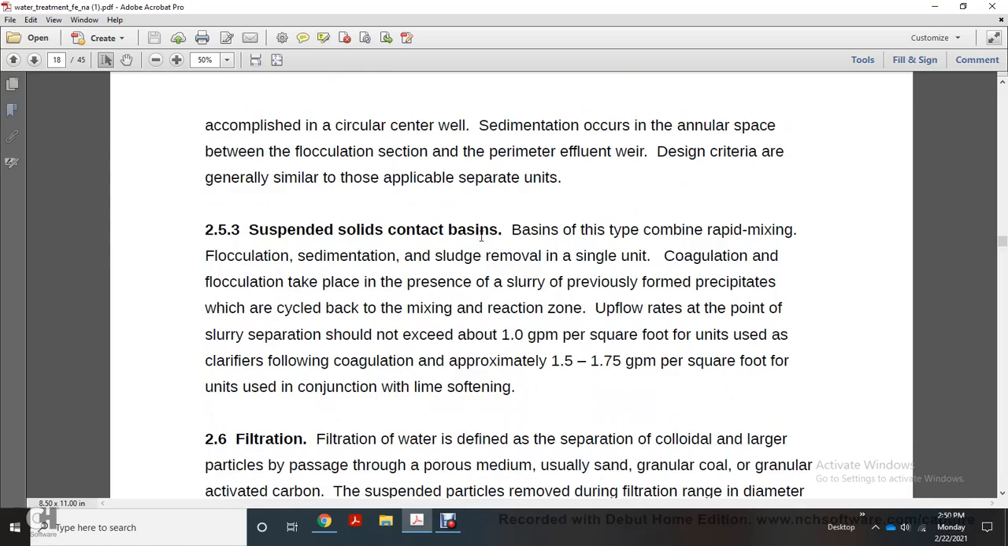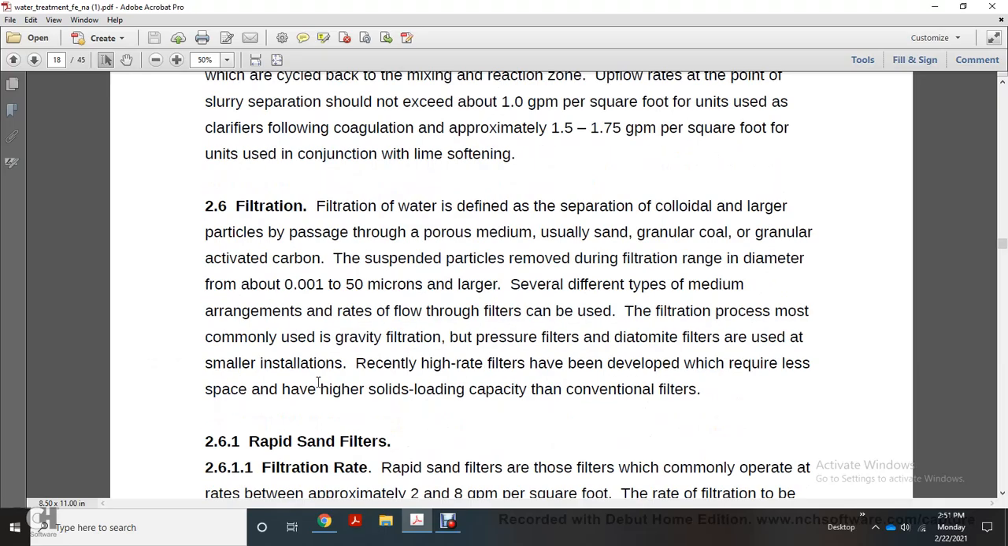Another type is the suspended solids contact basin, which combines rapid mixing, flocculation, sedimentation, and sludge removal in a single unit. Coagulation and flocculation take place in the presence of a slurry of previously formed precipitate recycled back to the mixing and reacting zone. Upflow rates over the point of slurry separation should not exceed 1 gallon per minute per square foot for units used as clarifiers following coagulation, and approximately 1.5 to 1.75 gallons per minute per square foot for units used in conjunction with lime softening.